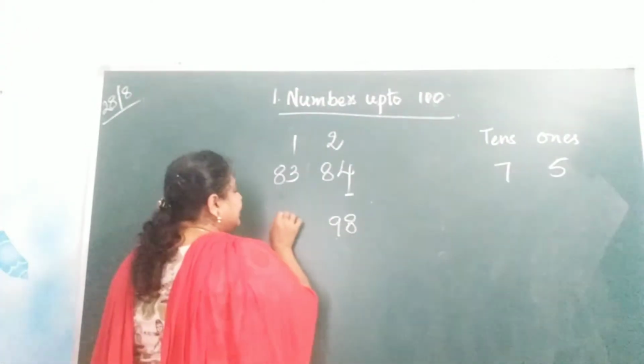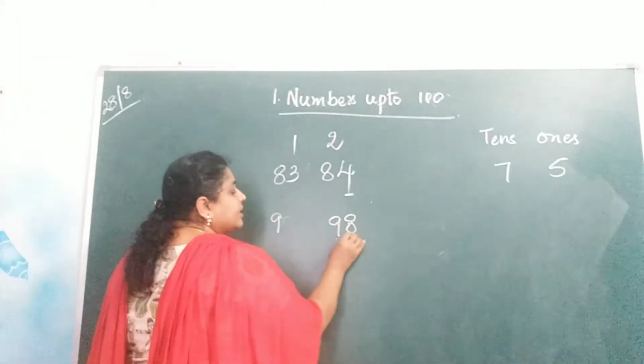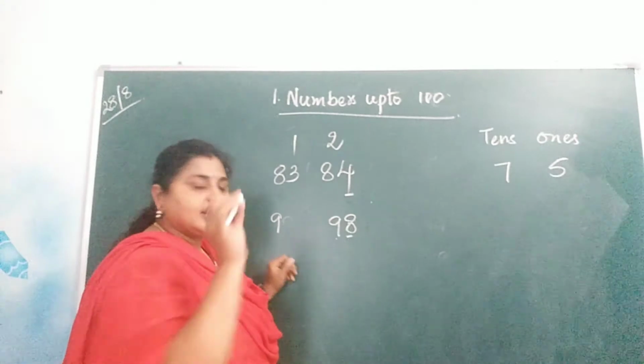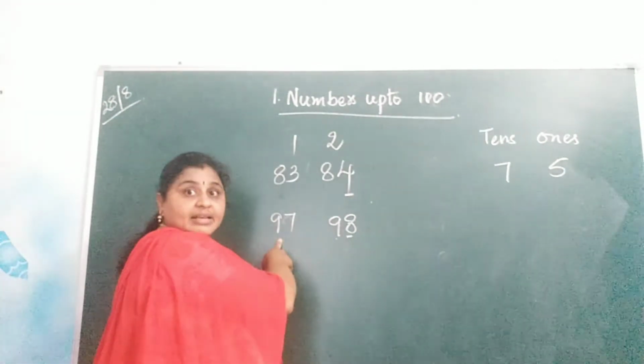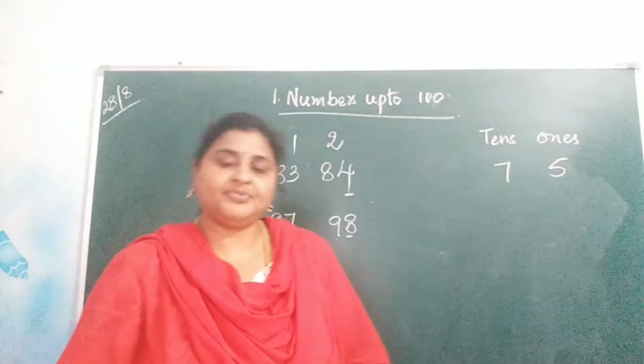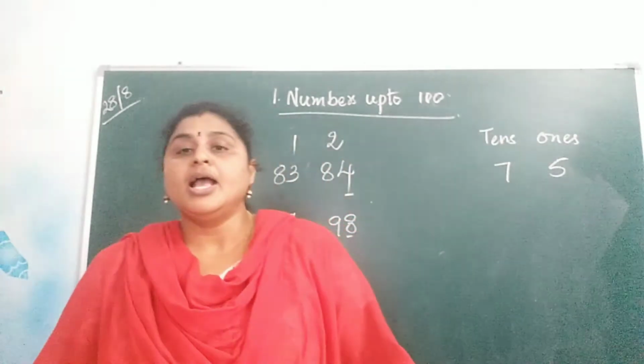Now 9 as it is, I will write. Now what comes before 8? 7. So what is the number that comes before 98? 97. Is it not easy, children? Very good. So that is about your before number.